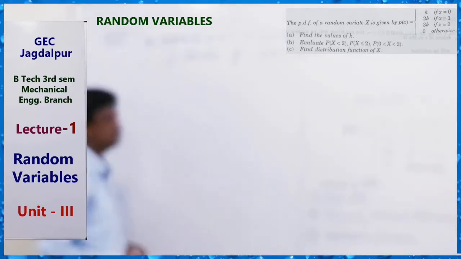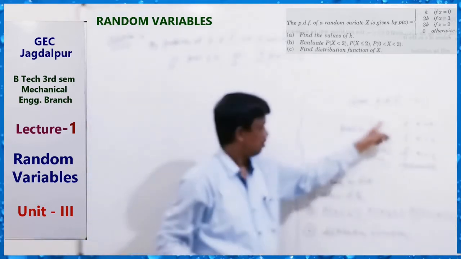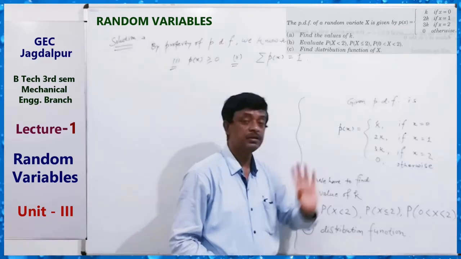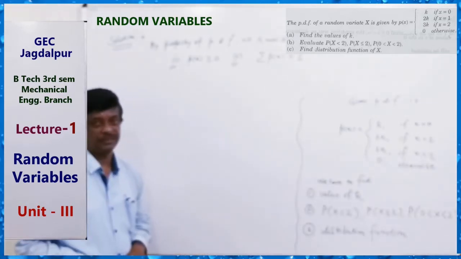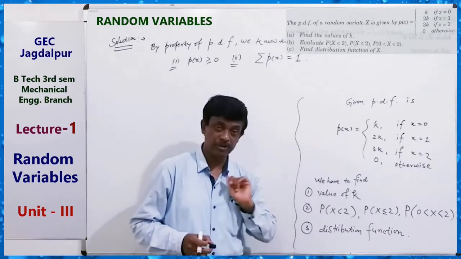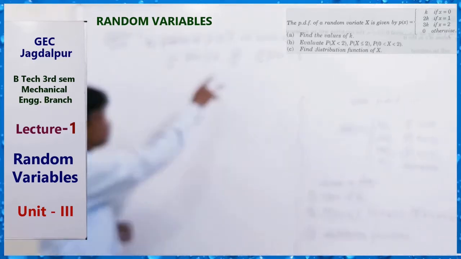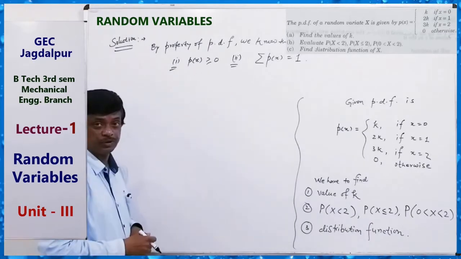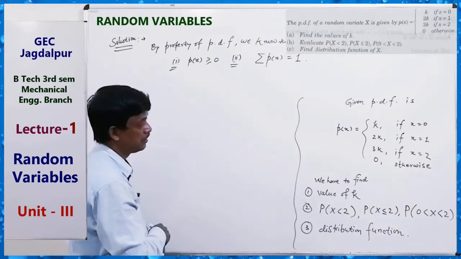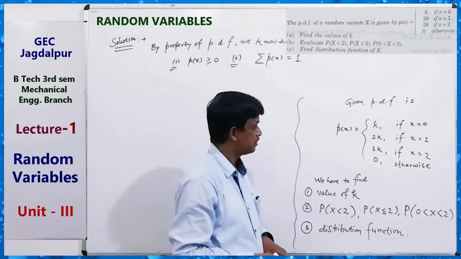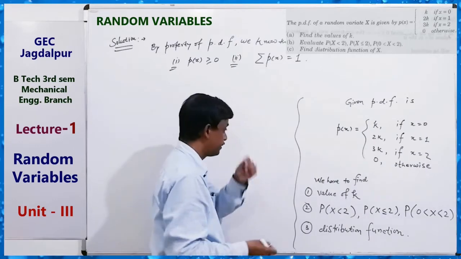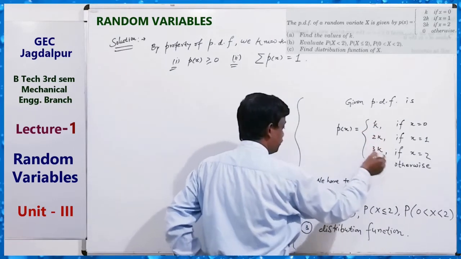Px is greater than or equal to 0. All values are greater than or equal to 0, meaning maybe 0 or greater. That is, k will be a positive value. Clear? So first of all, we have to find the value of k, a positive value. Second condition, the sum of probability is equal to 1. Clear? So here, how many probabilities are there? 1, 2, 3, 4.